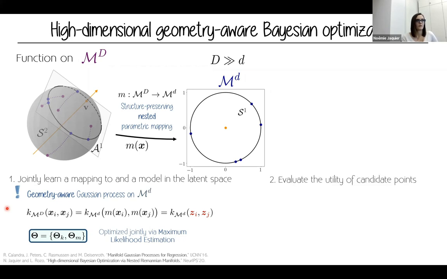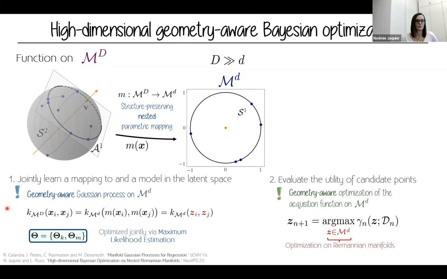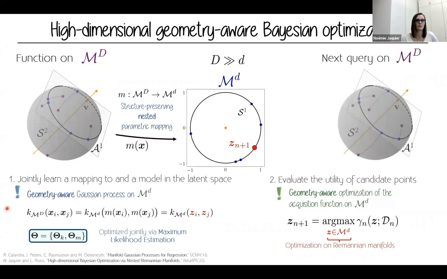Then you want to evaluate the utility of those candidate points on the low dimensional manifolds. So you do this by optimizing the acquisition function on the low dimensional space using, again, those optimization on the manifold techniques. That allows you to find your next query point. And then you want to evaluate your objective function. So you have to go back to the original high dimensional space. And you simply use the pseudo inverse mapping to do this. So here there is a very similar method for the symmetric positive definite matrix manifold, but I won't explain here. So just go to check the paper if you want to have more detail on that.